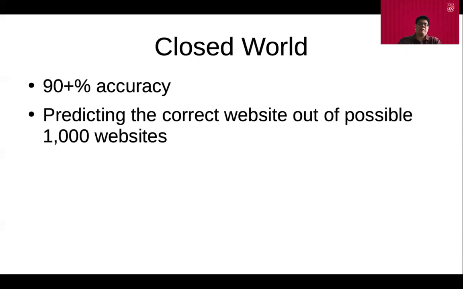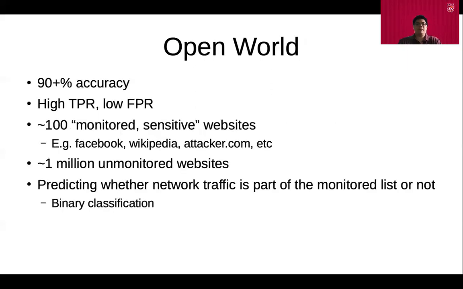So you might say, well, there are not 1,000 websites on the internet. There are millions and millions of websites. So then we switch to a different testing environment where you don't actually care which website you're visiting. You have a small set of monitored websites that you want to see the users visiting, say Facebook, Wikipedia, attacker.com. So depending on who you are, that small list of websites could be different. And then you have a bunch of other websites, like a million other websites, that you don't care if they visit. So your goal here is to predict whether the network traffic you're seeing is part of that monitored list or not. So just a binary classification, true or false. And again, for that, there was a high true positive rate, low false positive rate with over 90% accuracy.